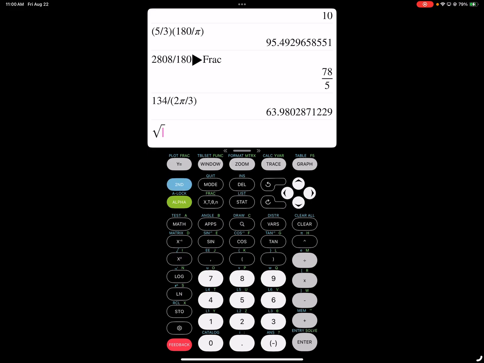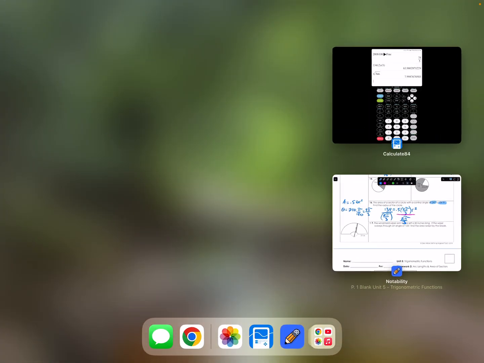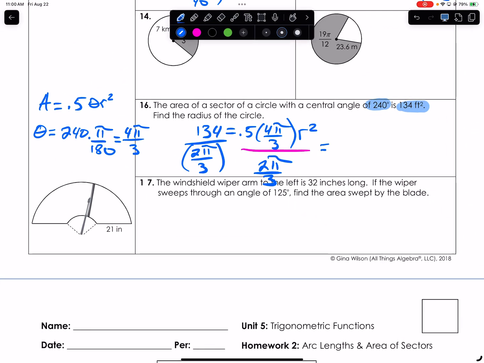So second square root, second answer, enter. And what does that round to? Because we're rounding to tenths, 8. So we get 8 feet. And it's radius, right? So it's just feet, not feet squared. Okay? Any questions on that one? Good. All right. This one's weird.